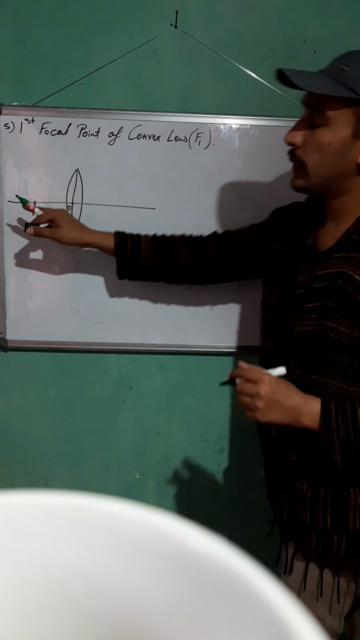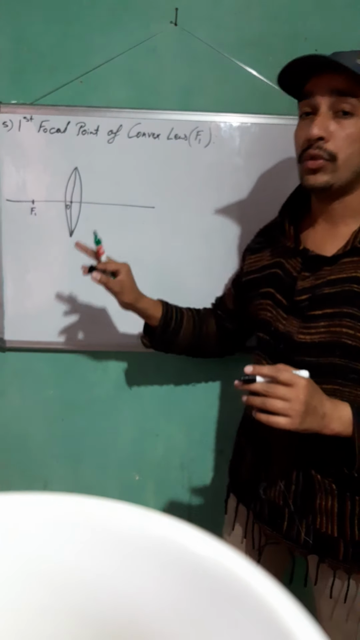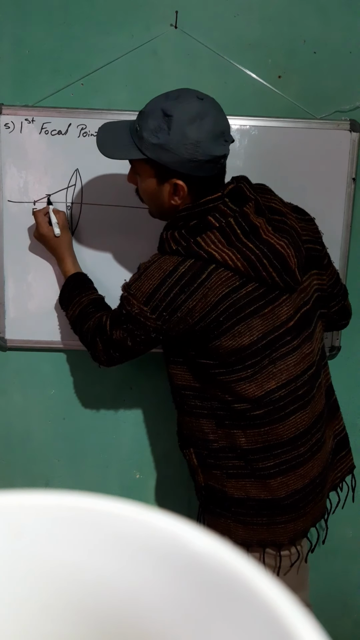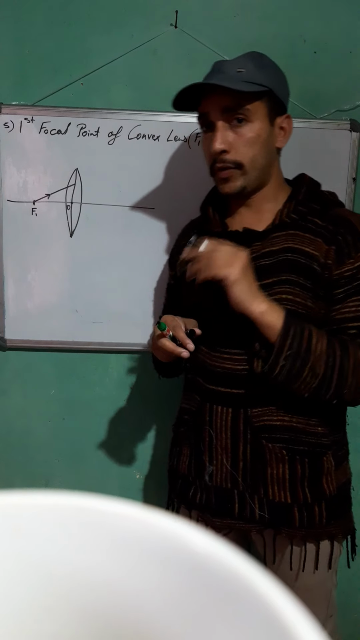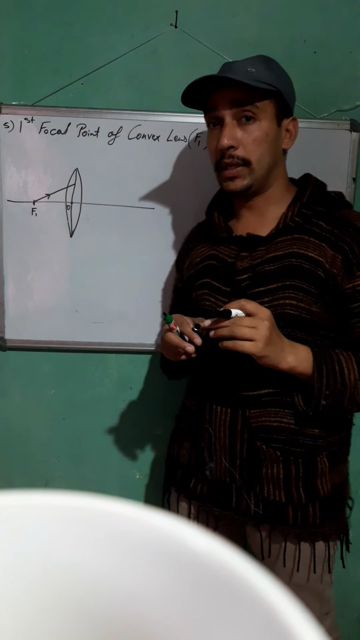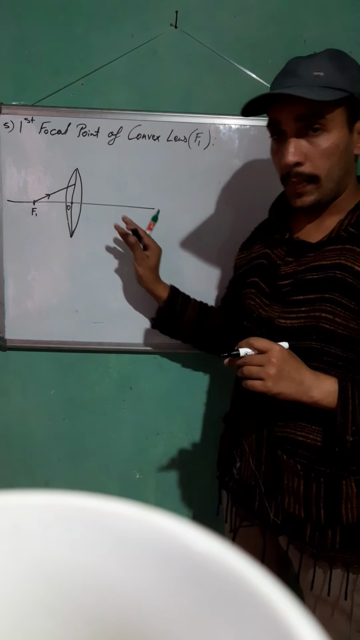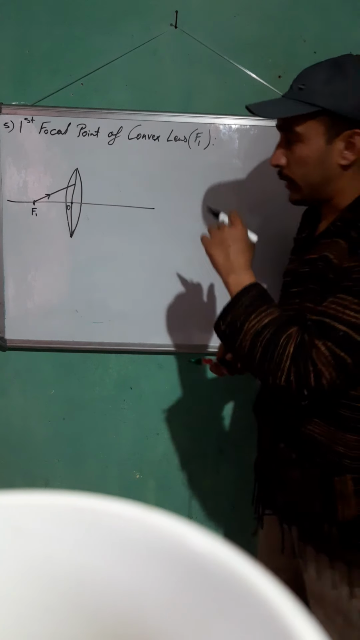It is a point on the principal axis of the convex lens such that a ray of light coming through that point, like this. This arrow is very important. It shows the direction of a ray, from which side the light is coming and in which direction it is going. So for this light chapter, this arrow is very important. So don't forget to make that.